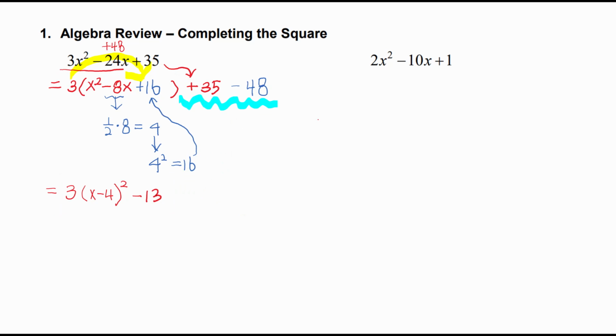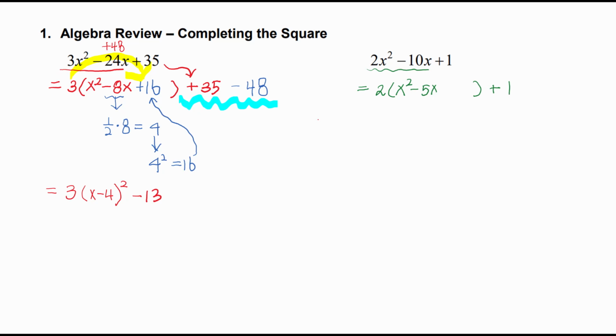Let's do one more. I've got 2x squared minus 10x plus 1. So again, this time, we will factor out the 2 from the first two terms. So I have 2 times quantity x squared minus 5x, and I'm going to leave the constant outside of the parentheses since it's not going to be helpful.